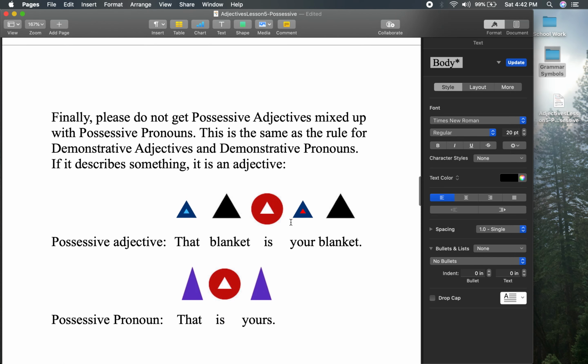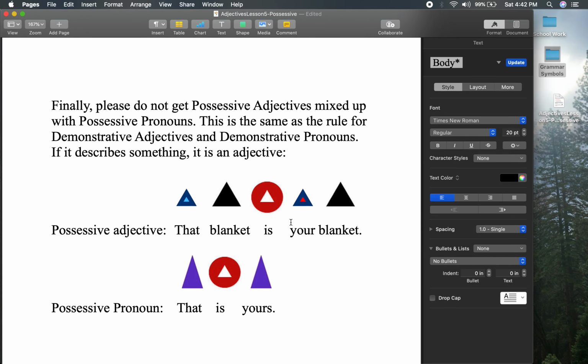All right, so let's discuss one more thing here. Finally, please do not get possessive adjectives mixed up with possessive pronouns. This is the same as the rule for demonstrative adjectives and demonstrative pronouns. If it describes something, it is an adjective. So that's the general rule. If it describes something, it is an adjective. Let's put that in boldface.